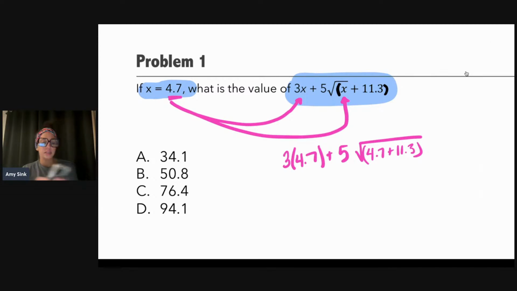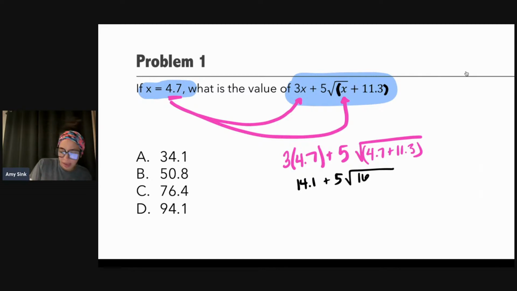So 3 times 4.7, I'm going to use that calculator. 3 times 4.7 is 14.1 plus 5 times the square root of, and I'm going to do what's in those parentheses first, order of operations. So 4.7 plus 11.3 is 16. Now I can evaluate the square root symbol. So I have 14.1 plus 5 times, what is the square root of 16?